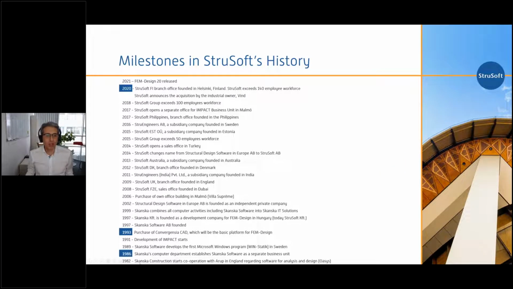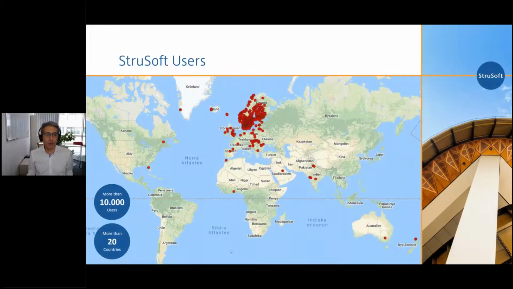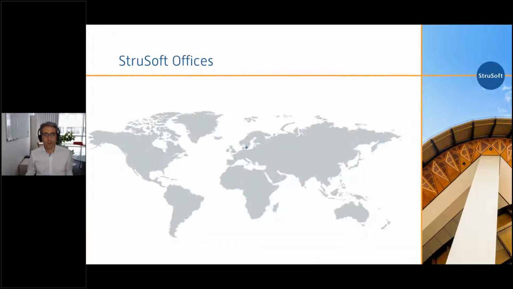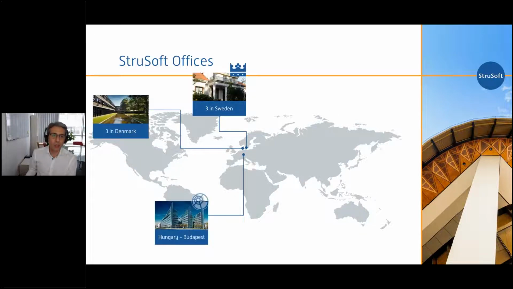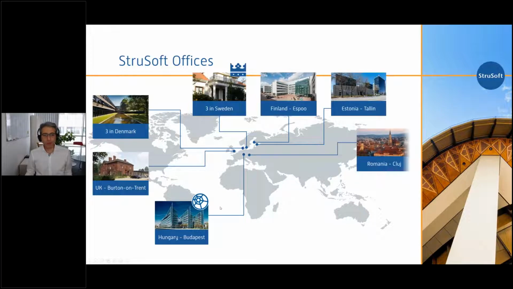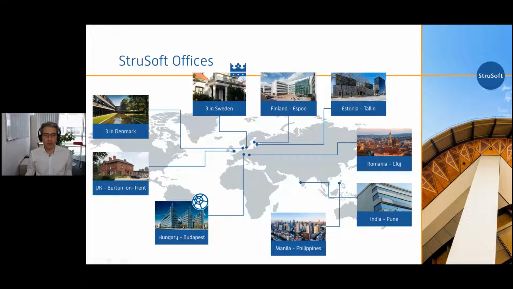StruSoft, as I mentioned, originated from Skanska. We started to make our programs in 1982, and you can see we have lots of milestones in the StruSoft history. The last is FEM-Design 20, which was released a few weeks ago. We have more than 10,000 users worldwide in more than 20 countries. But as you can see, we are concentrated in Europe and mainly in Scandinavia. We are very strong there and market leader. StruSoft also has lots of offices: 3 in Sweden, where the headquarters is located, 3 in Denmark, and 1 in Hungary, in Budapest, where the FemDesign development is done. We have offices in Finland, Estonia, Romania, India, Manila, and the UK.